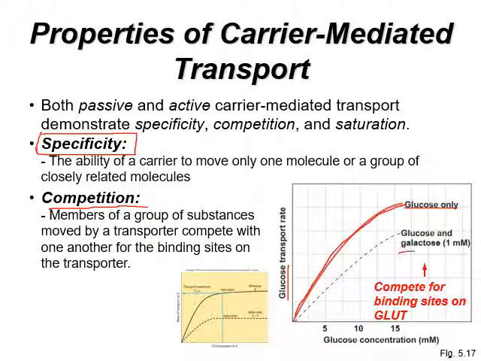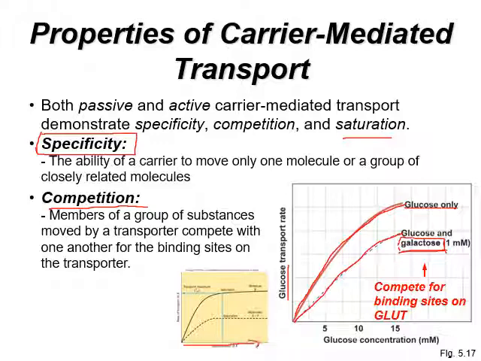If we add galactose, another monosaccharide, glucose is a monosaccharide, galactose is a monosaccharide, so this transporter may bind to galactose. If galactose is bound where glucose is going to bind also, then the glucose can't be transported at that time. So you can see in this case the rate of glucose transport goes down because galactose is competing with glucose for transport.